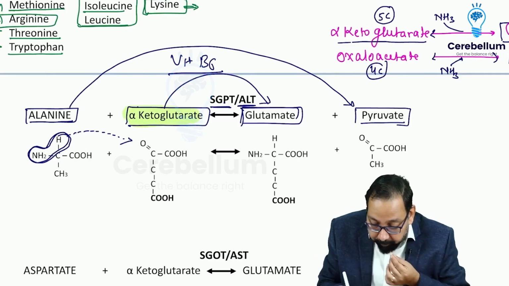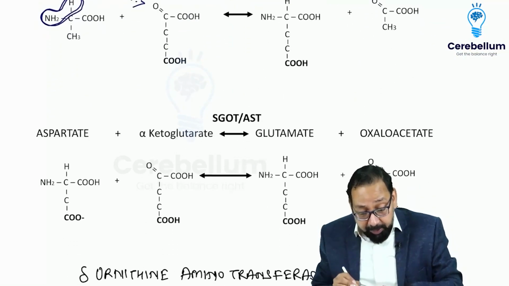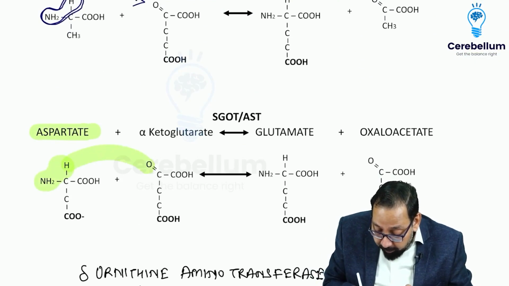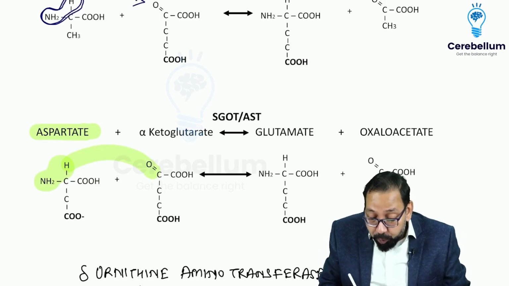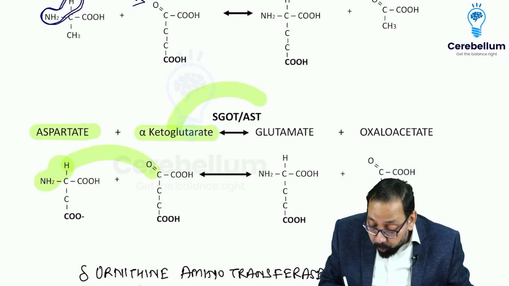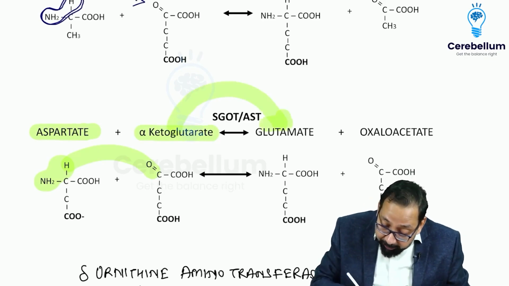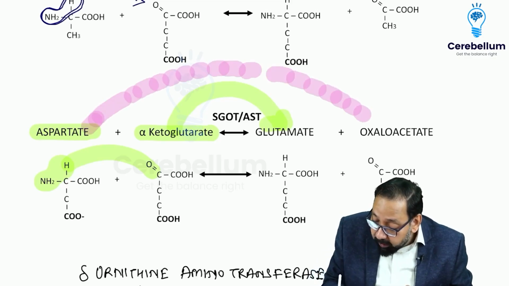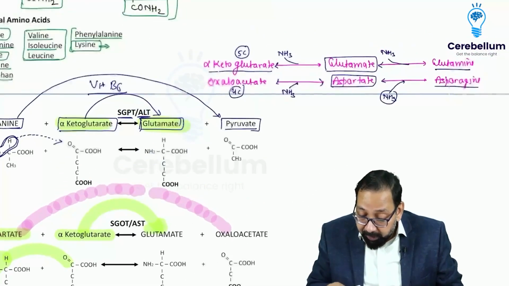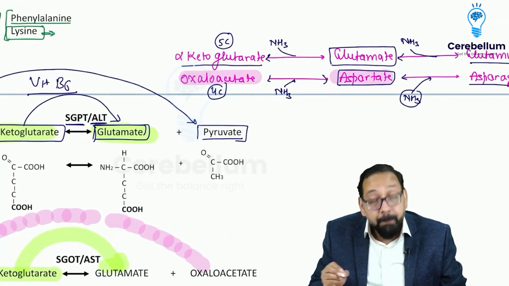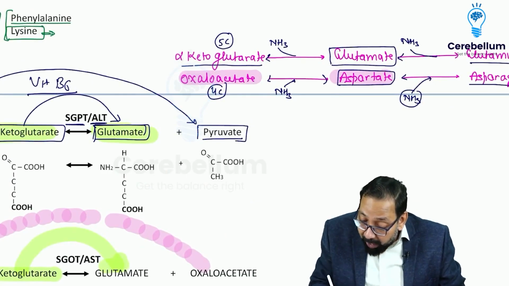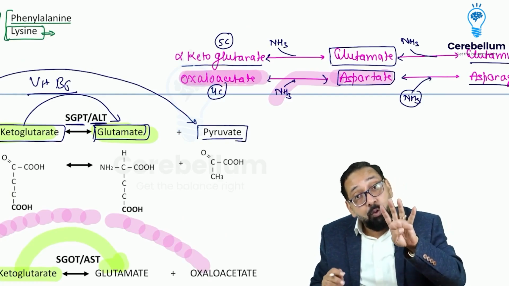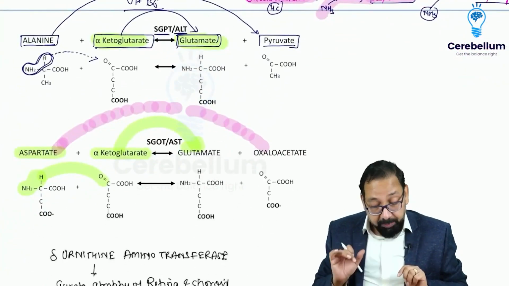Remember this. Another transamination reaction: aspartate transfers its amino group to alpha ketoglutarate. When the amino group is joined to alpha ketoglutarate, it becomes glutamate. And when the amino group is removed from aspartate, it becomes oxaloacetate. I told you the only difference between aspartate and oxaloacetate is the amino group. Both have how many carbons? 4 carbons. So this is again a transamination reaction.